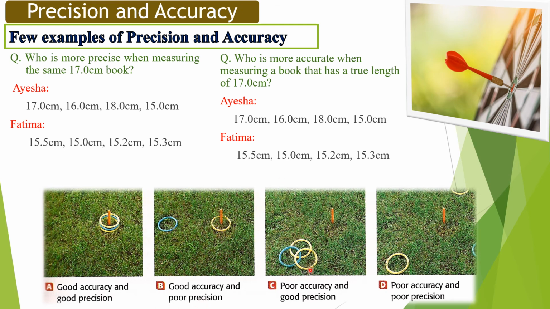In figure C, you can see that rings are away from the targeted pin but they are closer to each other. That's why there is poor accuracy and good precision. And finally, in figure D, rings are away from each other and they are far from the targeted pin. That's why there is poor accuracy and poor precision. These rings show the measured values of the experiment and the targeted pin is showing the accurate or true value of the experiment.